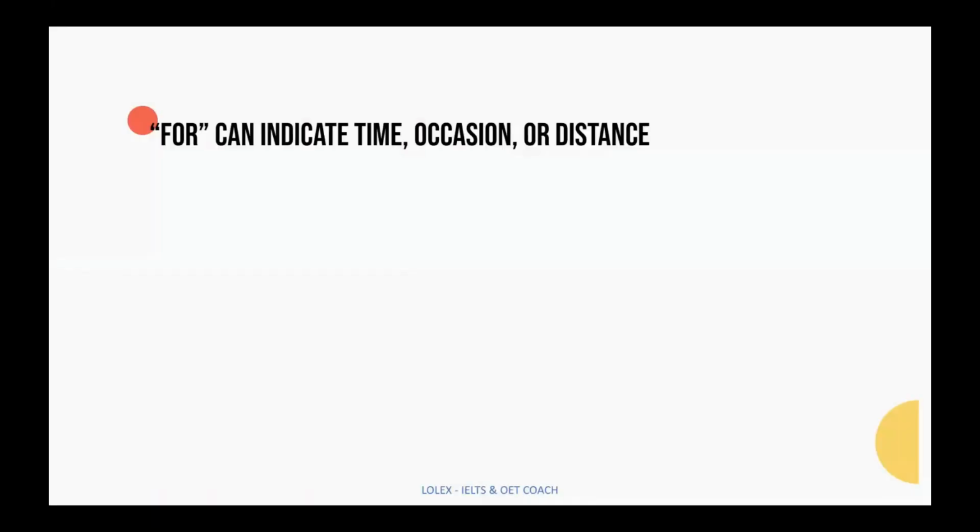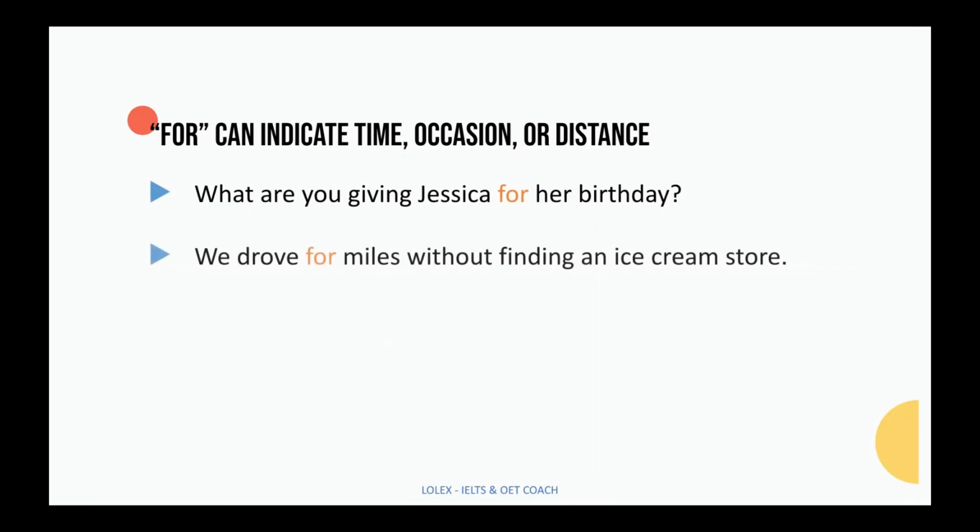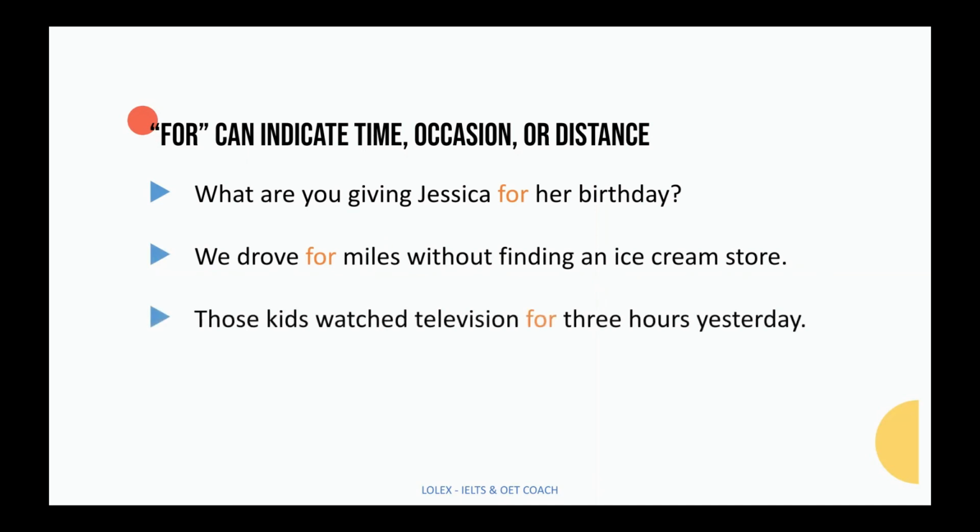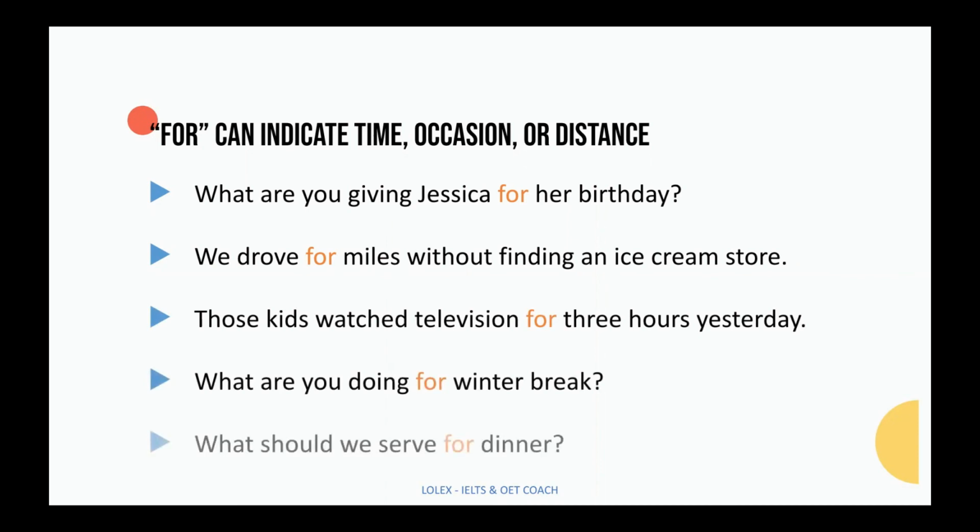For can also indicate time, occasion, or distance. This can be a little trickier, but it makes sense when you see some examples. What are you giving Jessica for her birthday? We drove for miles without finding an ice cream store. Those kids watched television for 3 hours yesterday. What are you doing for winter break? What should we serve for dinner?